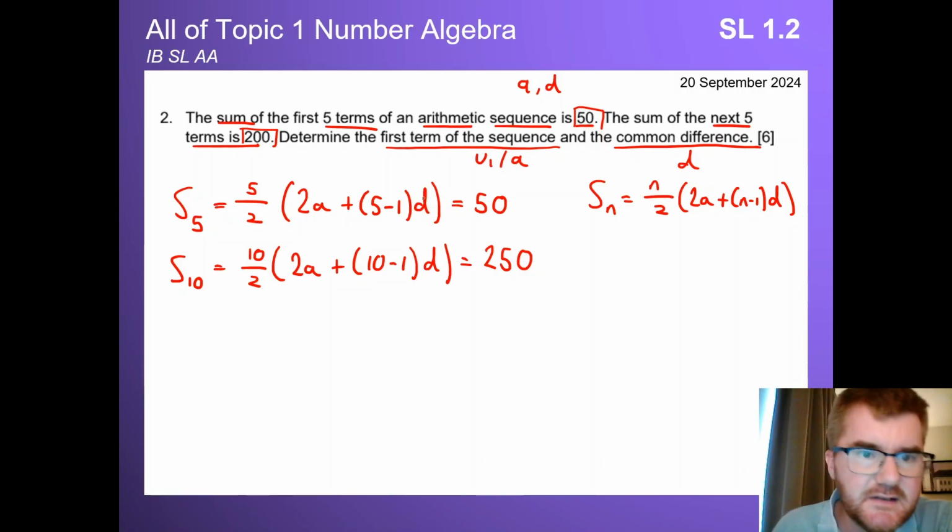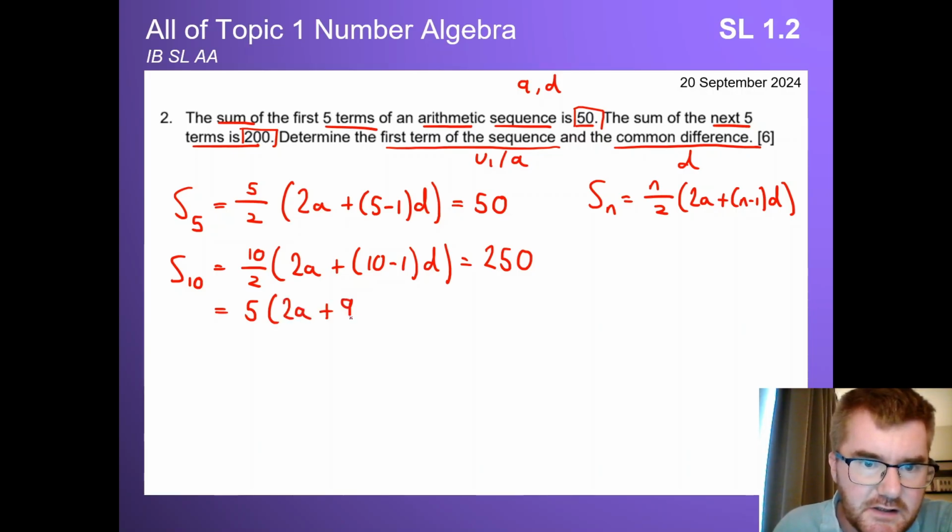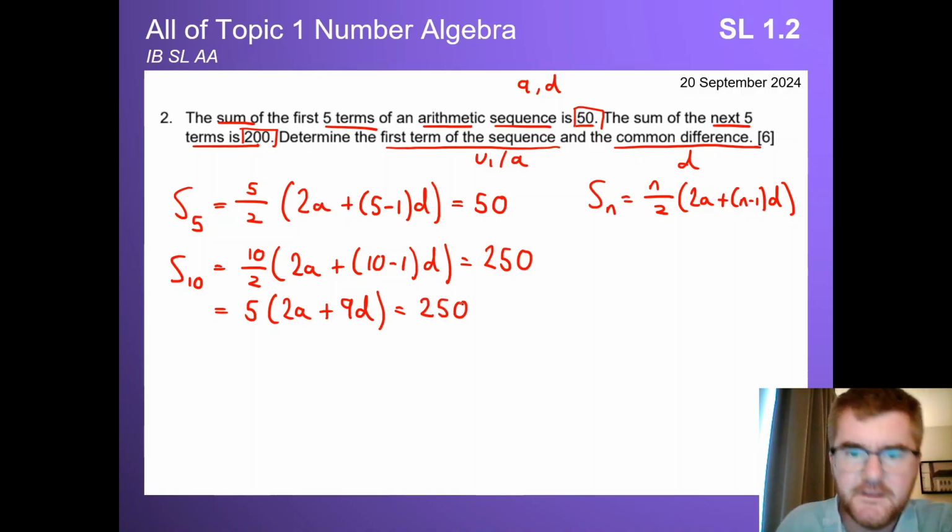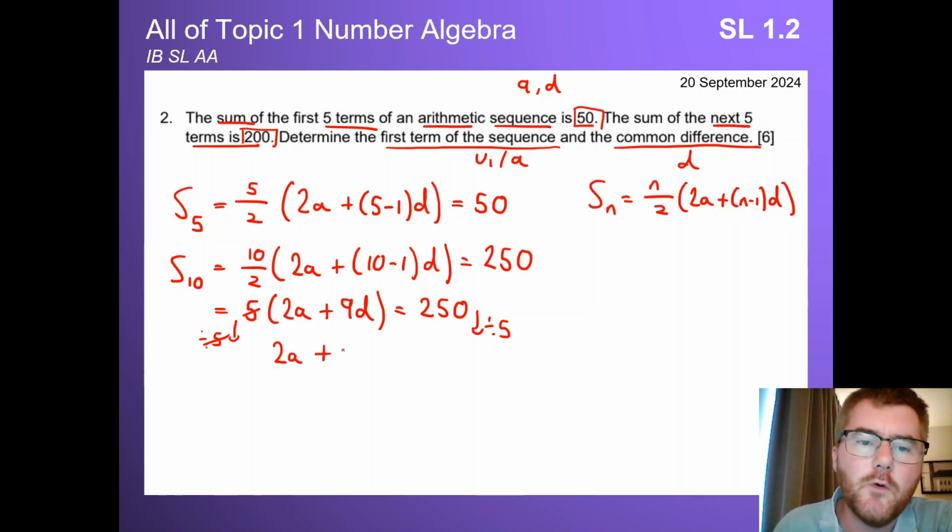Okay, let's see if we can tidy this up a bit. So 10 over 2 is 5. We have 5 times (2a plus 9d) is equal to 250. Here we can simplify this further by dividing by 5 on both sides. So let's do that. That cancels. Notice this is why we don't always expand brackets immediately like you do, say, in IGCSE. You see a bracket, you expand it, but sometimes you need to be a little bit more careful.